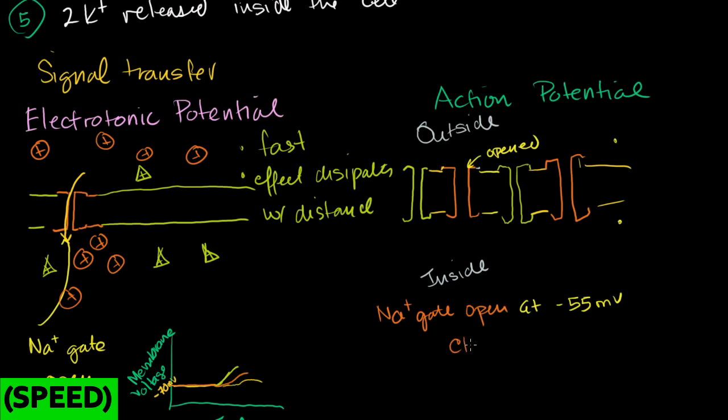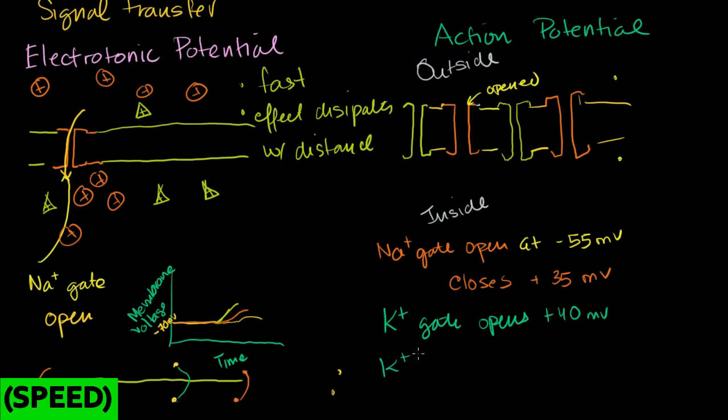Let's say it closes. And these are all rough numbers, but the main idea is for you to get the general idea. Let's say it closes at, I don't know, plus 35 millivolts. And let's say that our potassium gate opens at plus 40 millivolts, just to give an idea of things. And let's say the potassium gate closes at, I don't know, minus 80 millivolts.